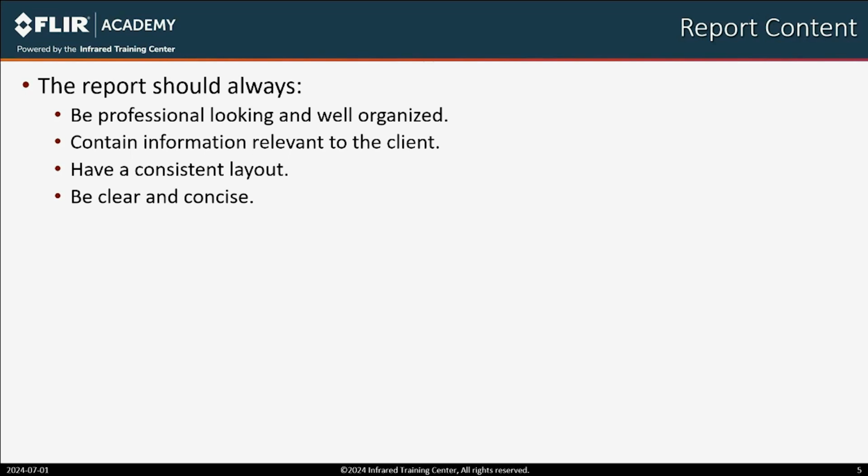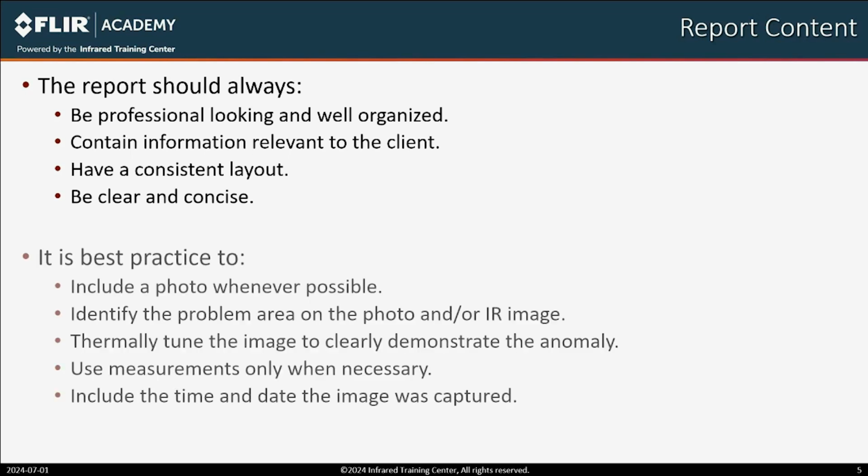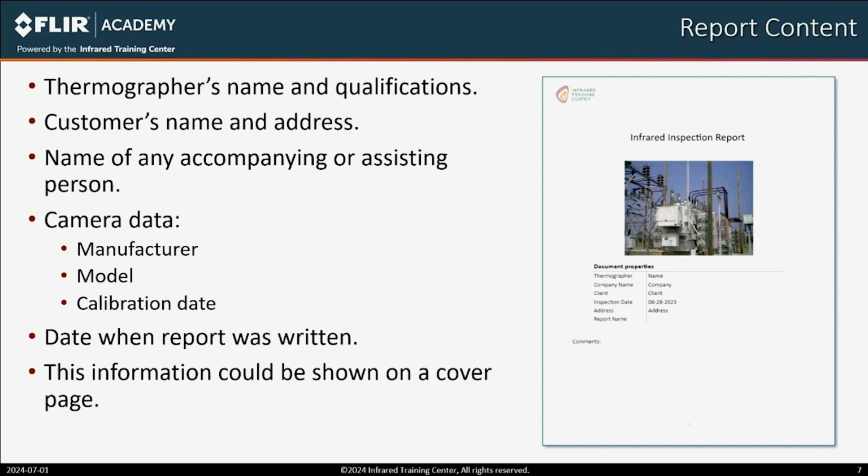The analysis space should include a digital photo in addition to the infrared image, identification and location of the anomaly, a properly tuned image to clearly demonstrate the anomaly, the use of the proper number and type of measurement tools when applicable, and the date and time of the image capture. Some operational procedures, such as NFPA 70B, may dictate additional contents or documentation, such as the thermographer's name and qualifications, camera model, manufacturer and calibration date, the customer, company name, address, contact person, and the report date.